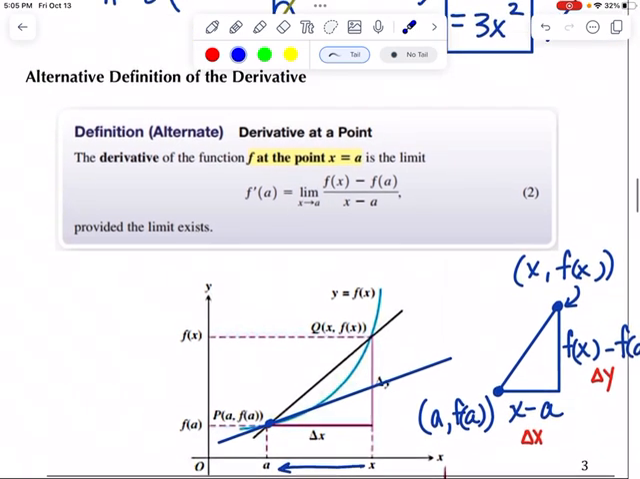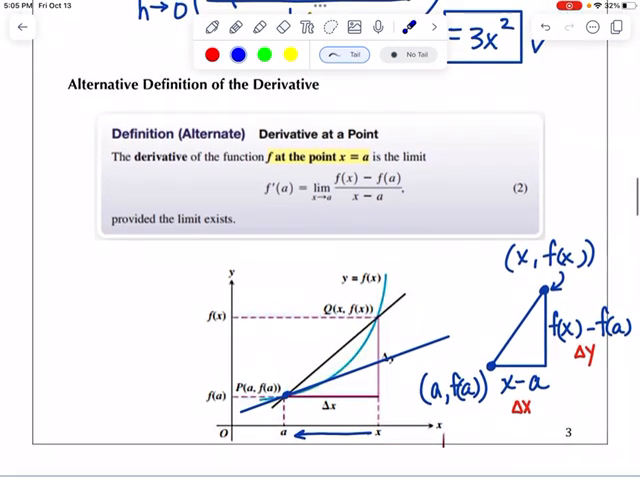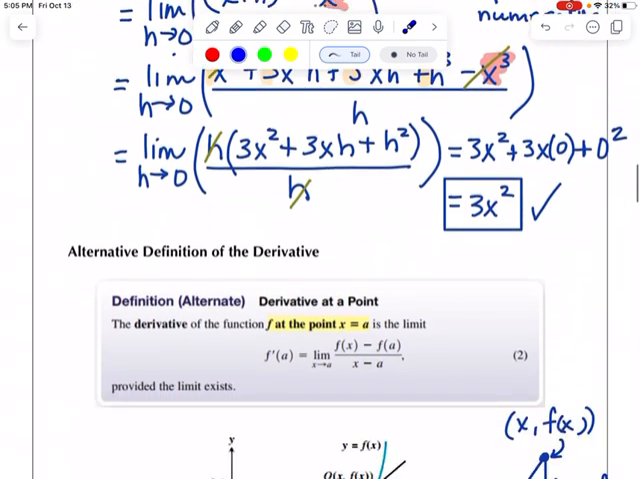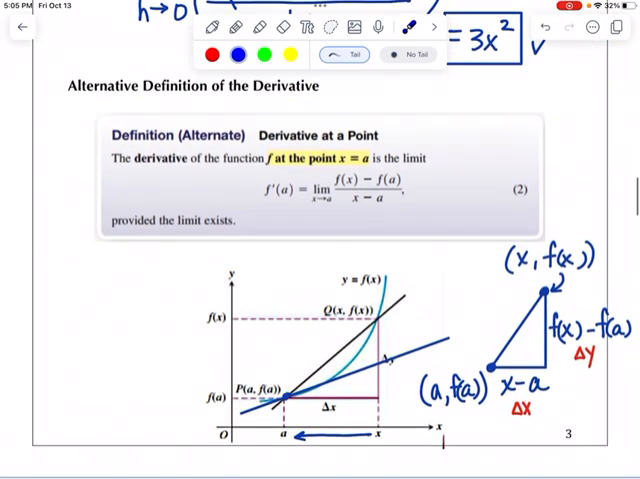There is also an alternative. Using h approaches 0 is not the only limit that we can use to find the derivative. We have the alternative definition of the derivative at a point, where we take the derivative of f at the point x equal to a, and we have this limit. So we have f prime of a is equal to the limit as x approaches a of f of x minus f of a over x minus a, provided that the limit exists.